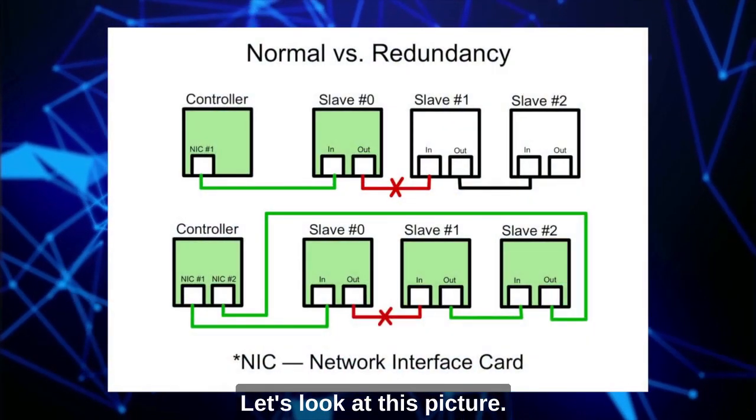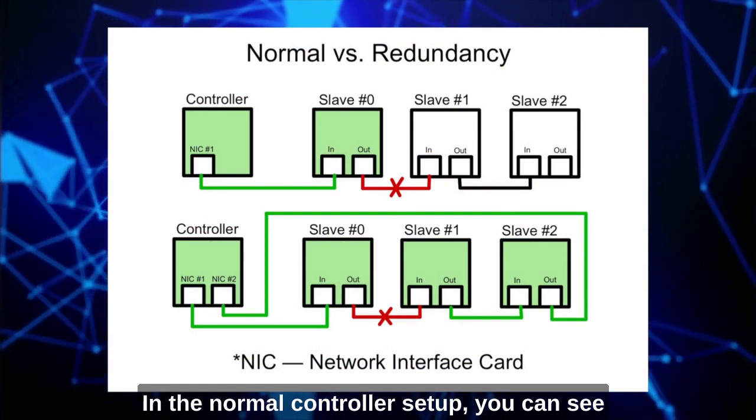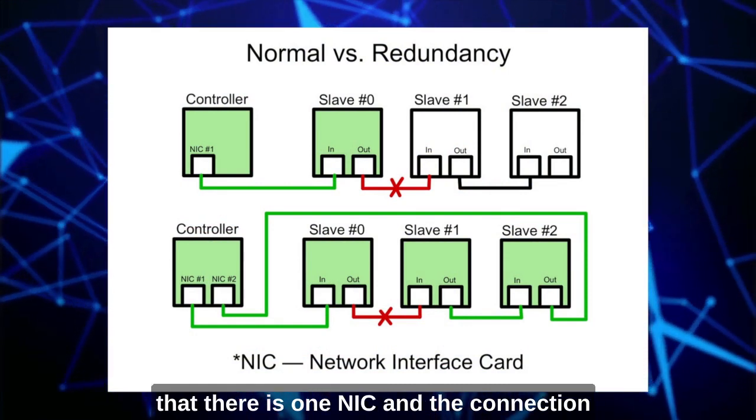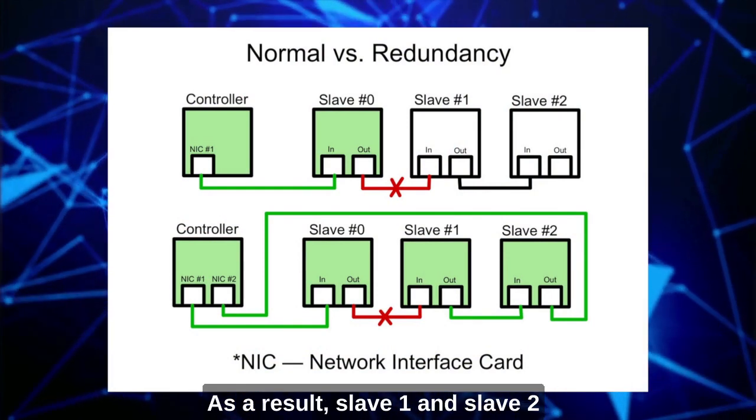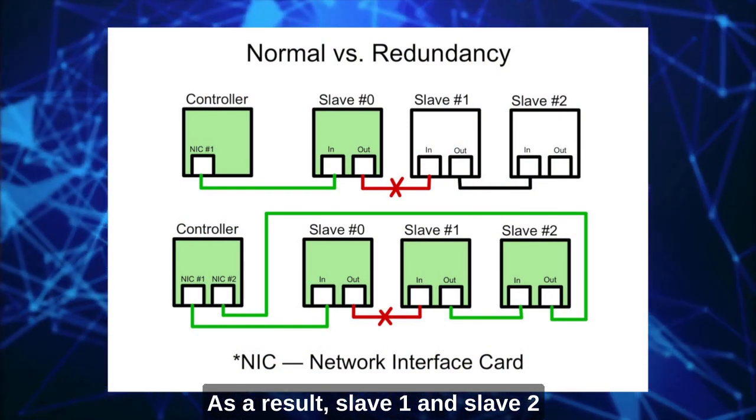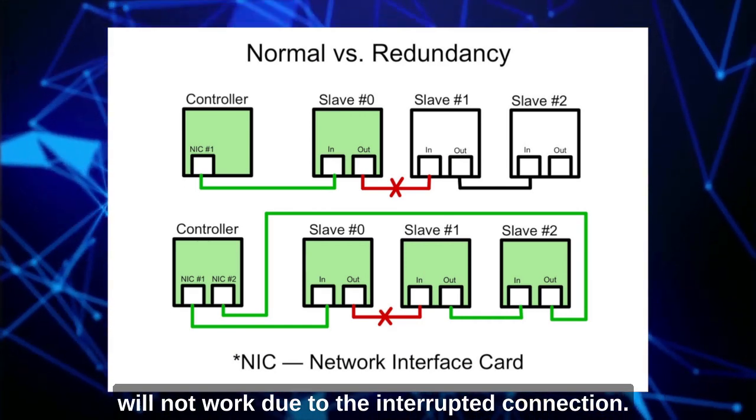Let's look at this picture. In the normal controller setup, you can see that there is one NIC, and the connection from slave 0 to slave 1 is broken. As a result, slave 1 and slave 2 will not work due to the interrupted connection.